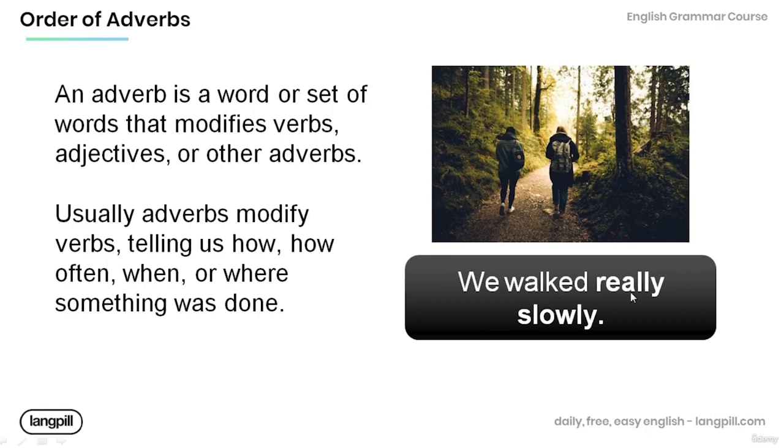We walked really slowly. Now, there are two adverbs in the sentence, really and slowly. The adverb slowly modifies the verb walked, telling us how we walked. And the adverb really modifies the other adverb slowly, and it tells us how slowly we walked.